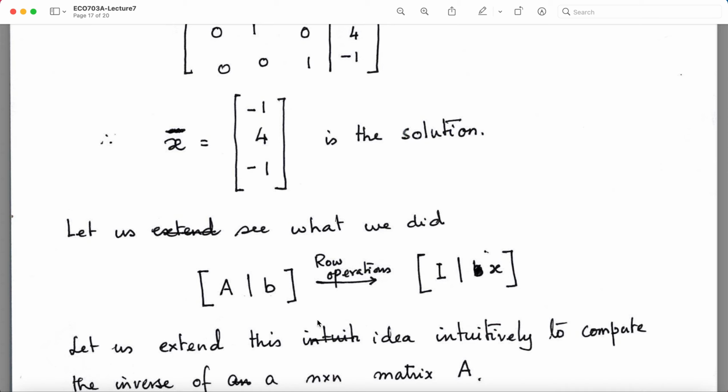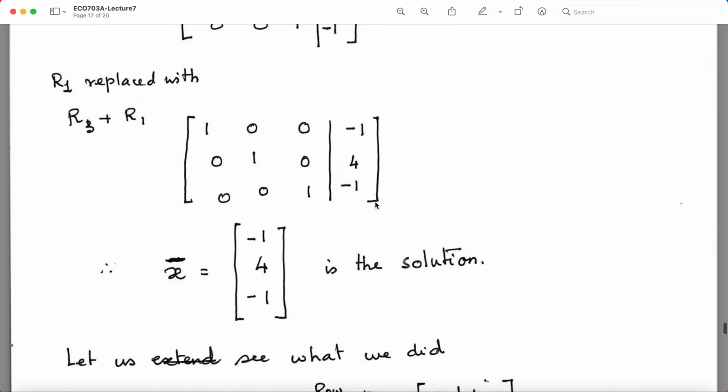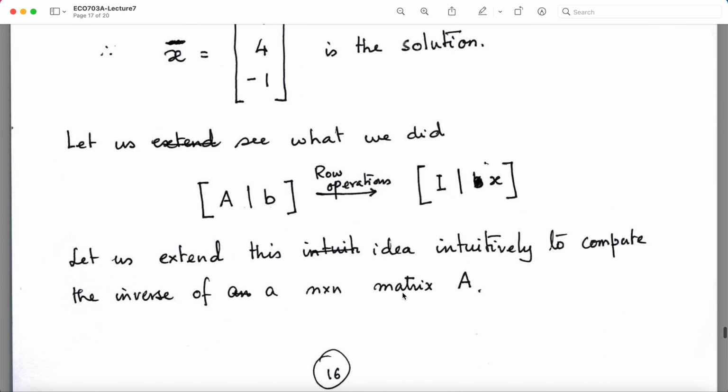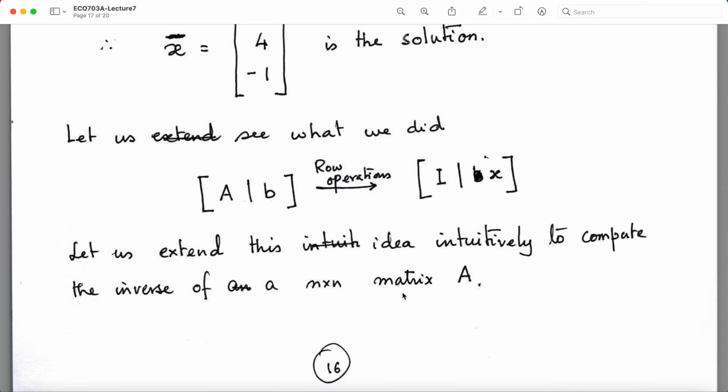So this B finally, through the row reduction, becomes my x. Because B bar is x, right? Because this is the solution, this is your x and this is your identity. That is what you have brought down [A|B] to. So let us extend this idea intuitively to compute the inverse of an n cross n matrix A.